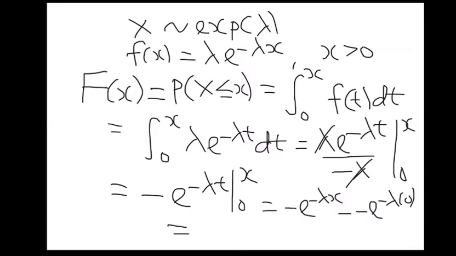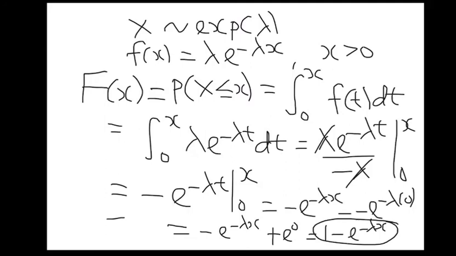So I'm actually going to have this guy now. Minus is going to be a plus, and exponential is power 0, which is 1. So finally, I'm actually going to have 1 minus that. Take a look at this. What I'm trying to tell you now is that this is the distribution function of the exponential distribution.